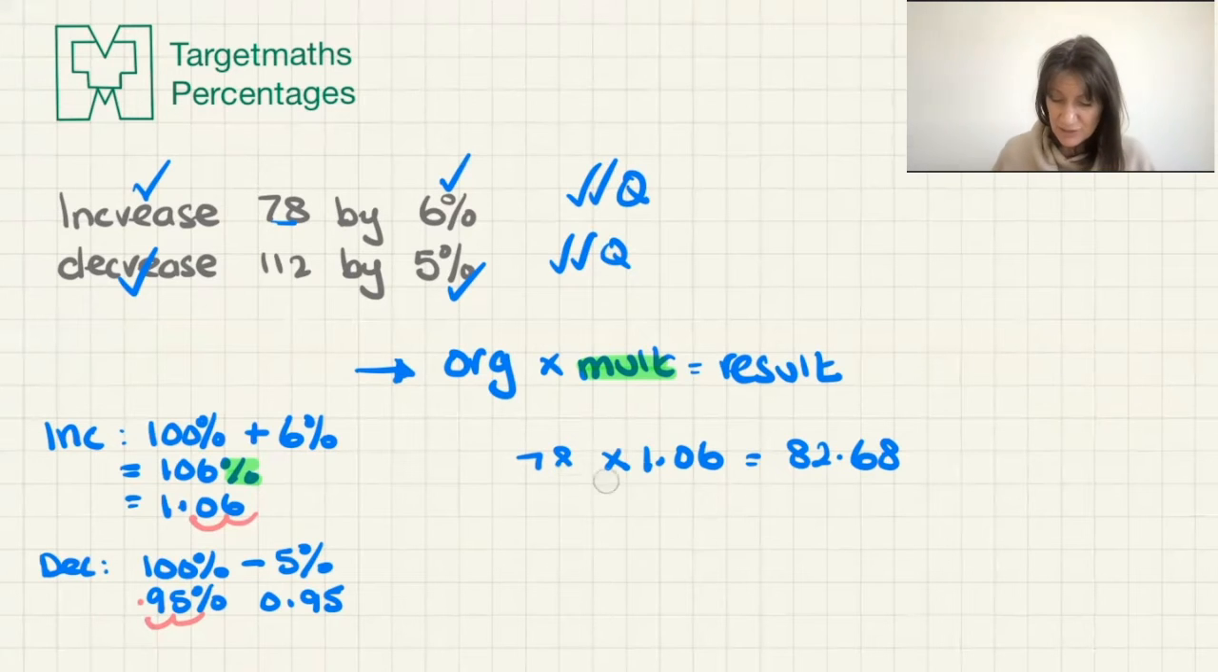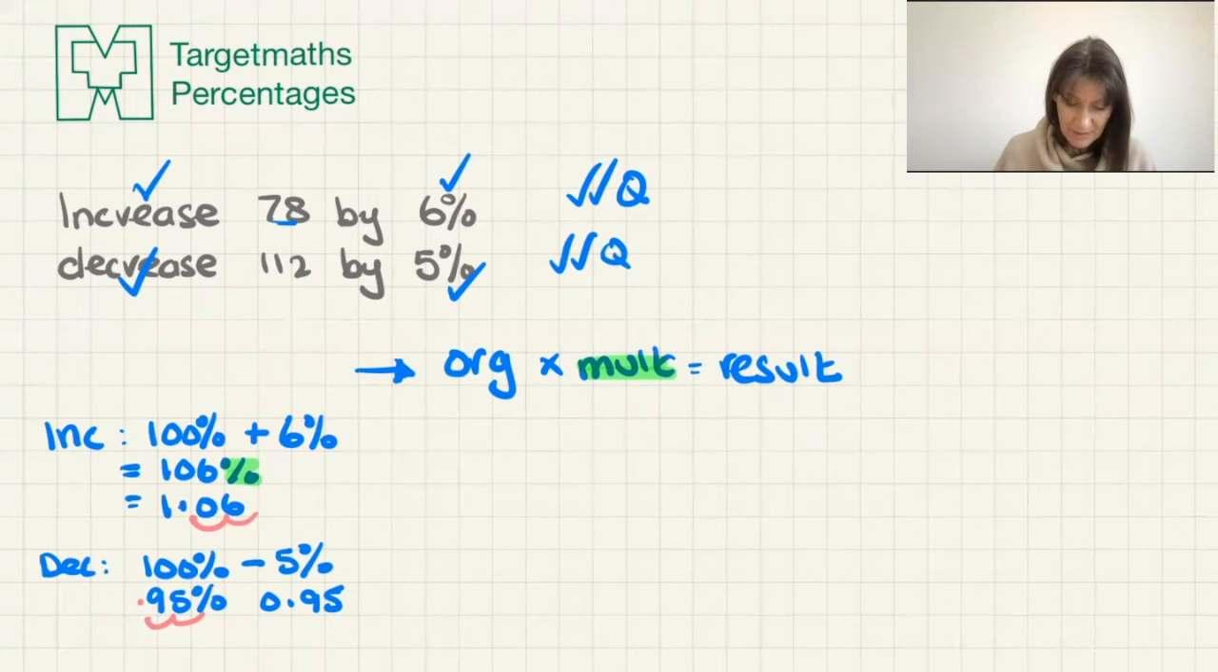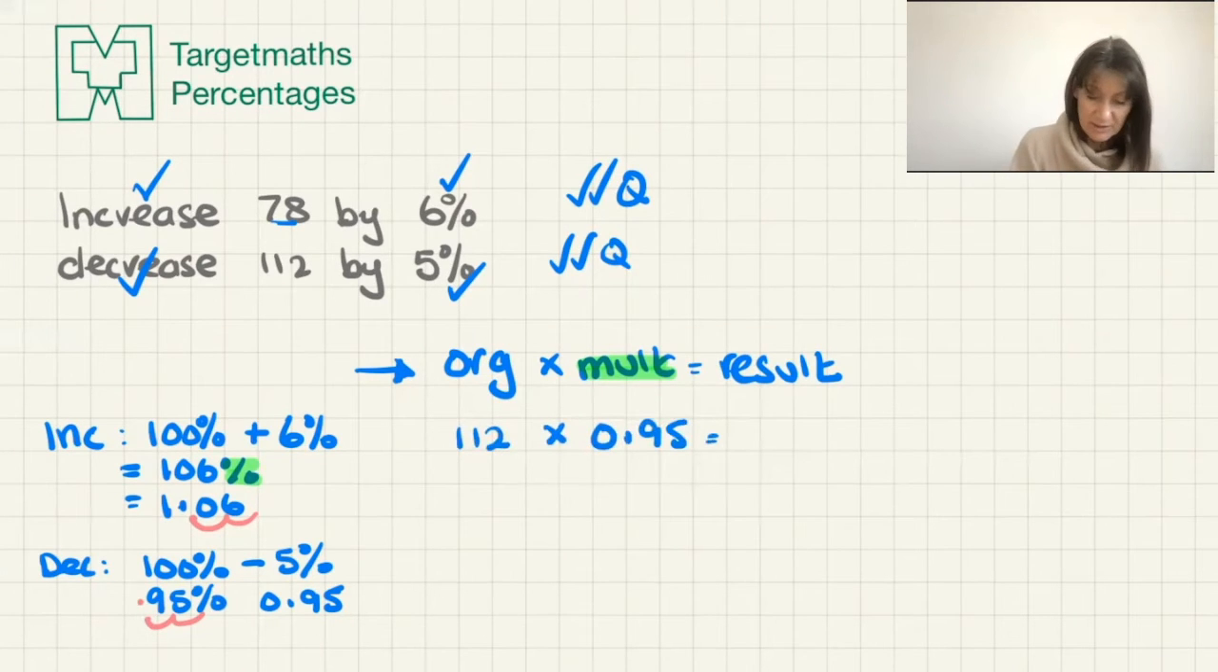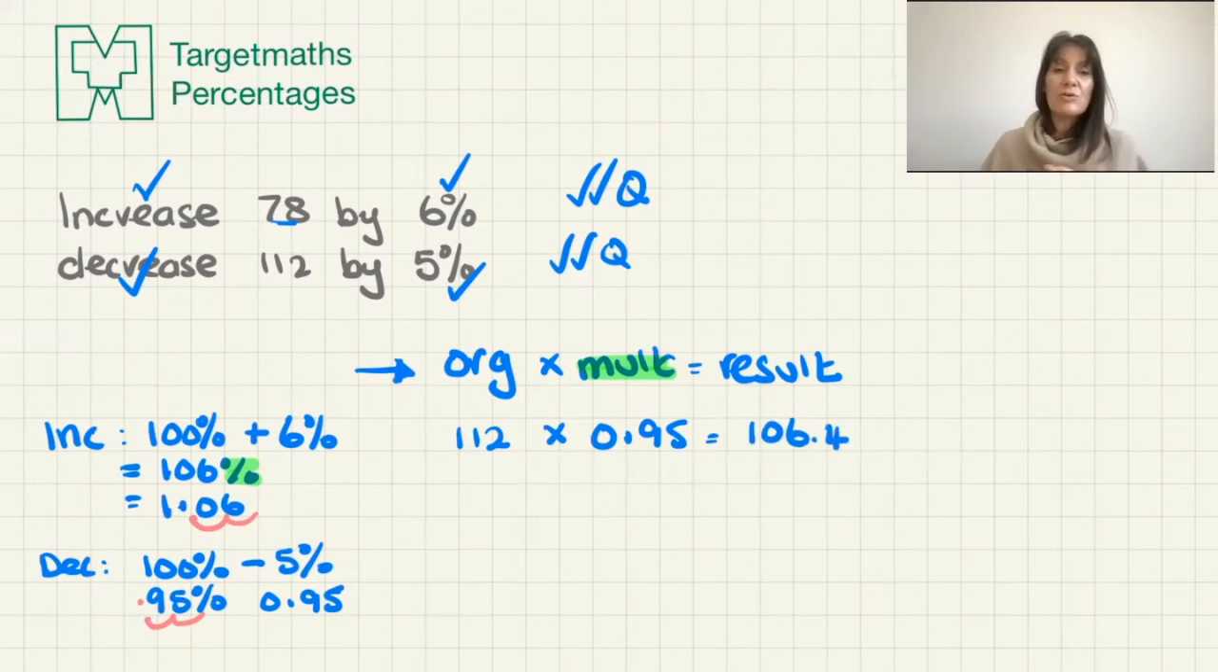The decrease question would be the original 112 times by 0.95. And again, the work goes in to the multiplier and the calculator. If I type it in properly, 0.95 gives me my answer. Now, all of that was learned and practiced, like I say, in the grade 3 course. So that is just a recap to support why we'll be doing what we're doing moving forward.